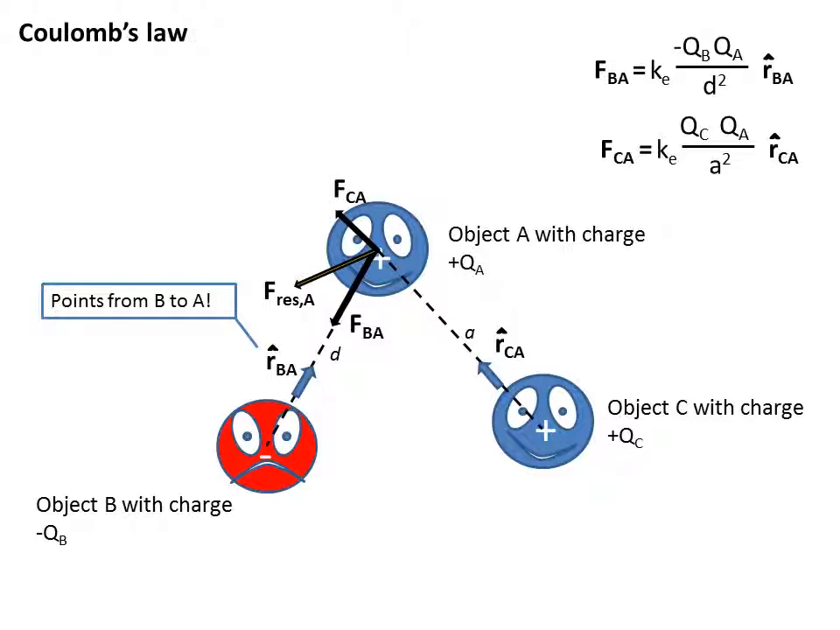An important aspect to note here is that Coulomb's law works in both ways. So if object A feels a force due to object B, B will similarly feel a force due to object A. The same goes for object C. If object A feels a force due to object C, C will also feel a force due to object A.